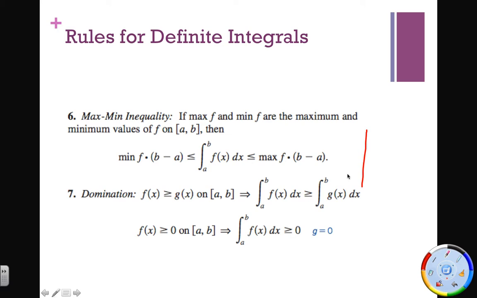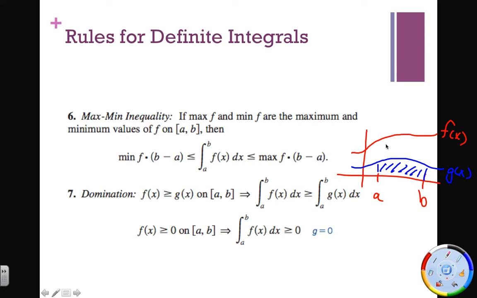If you think about the first part of the domination, if I had a function f of x here, and I found the area between a and b, or the integral between a and b, you could see that this area is that big. And if I had the function g of x here, you'll note that f of x is greater than g of x for all values on a to b. And you will probably see that this blue area is smaller than the red area you would get from f of x.